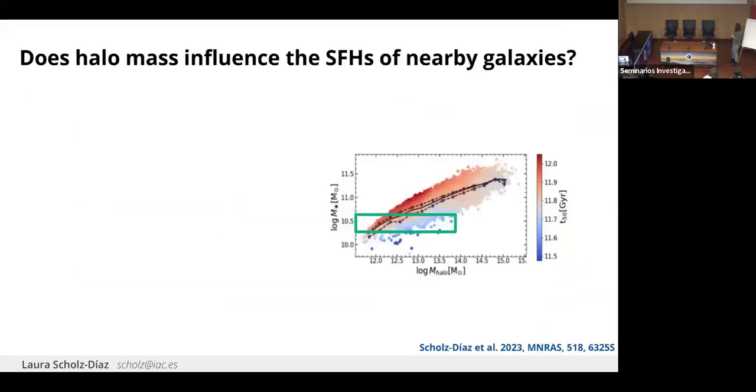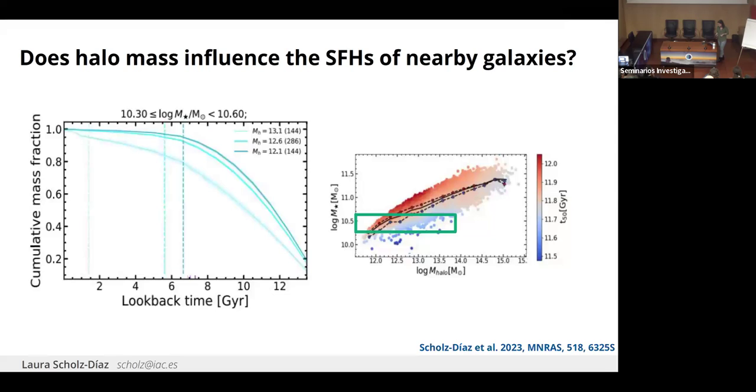So what we did is, now star formation histories are in 2D, so we cannot just color code the relation. So what we did is to bin the stellar to halo mass relation in different stellar mass bins to see if they also are influenced by the halo masses of the galaxies. So here I'm showing you the cumulative mass fraction as a function of lookback time. So again, this would be earlier times. This would be redshift 0. And these curves, when they reach 1, they reach the present day stellar mass of the galaxy.